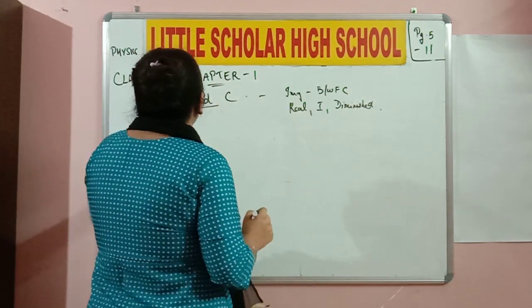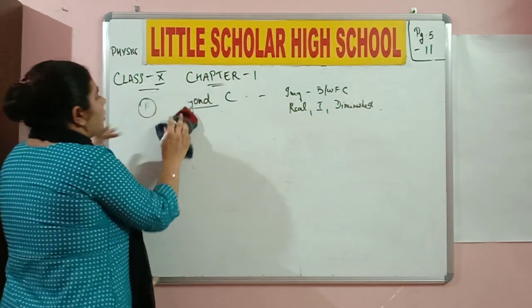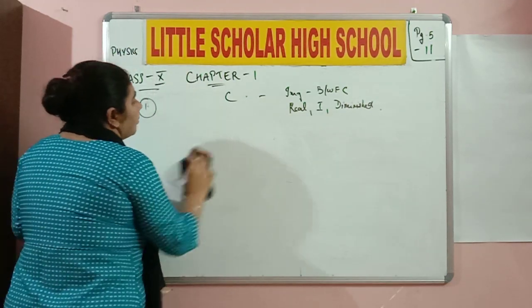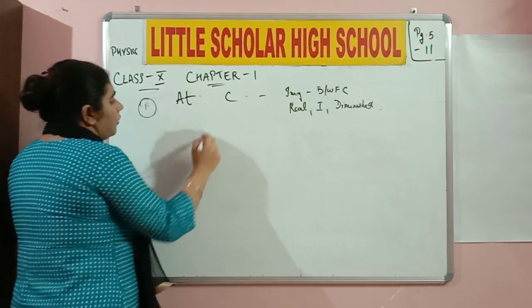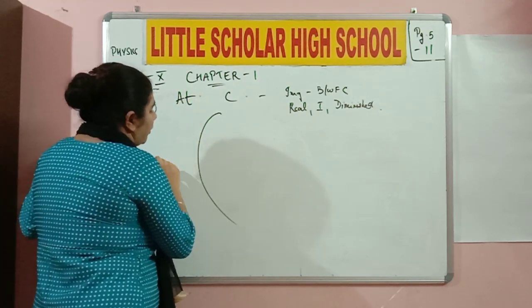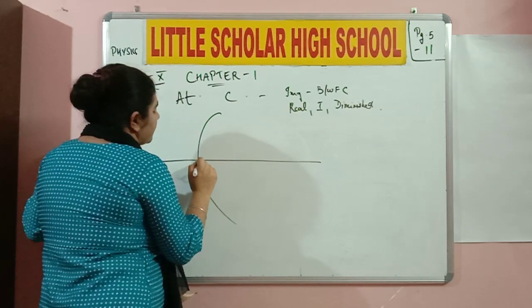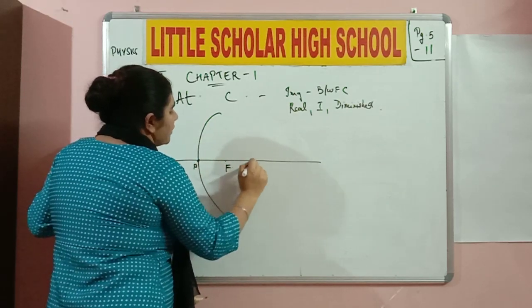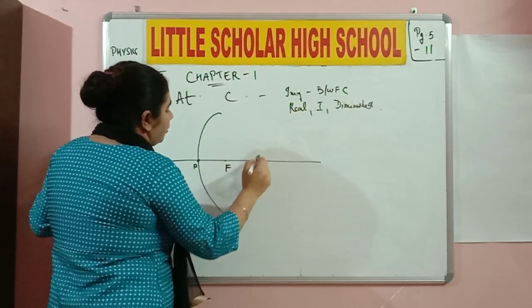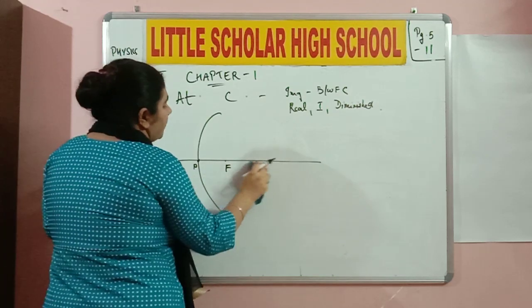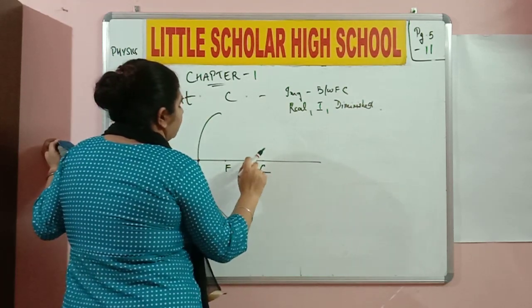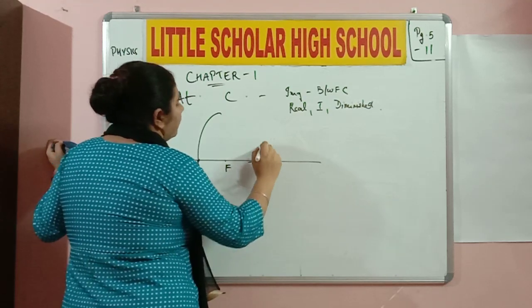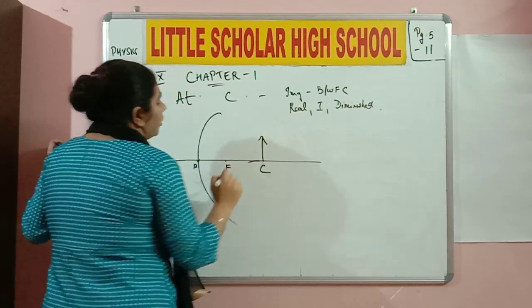What do you think will be the next case? Where am I going to place the object? I am going to place the object at C. Fine, I draw the concave mirror again. I draw the principal axis. There is a pole, focus, and the center of curvature. Let me place it a little apart. Fine, I place my object over here.